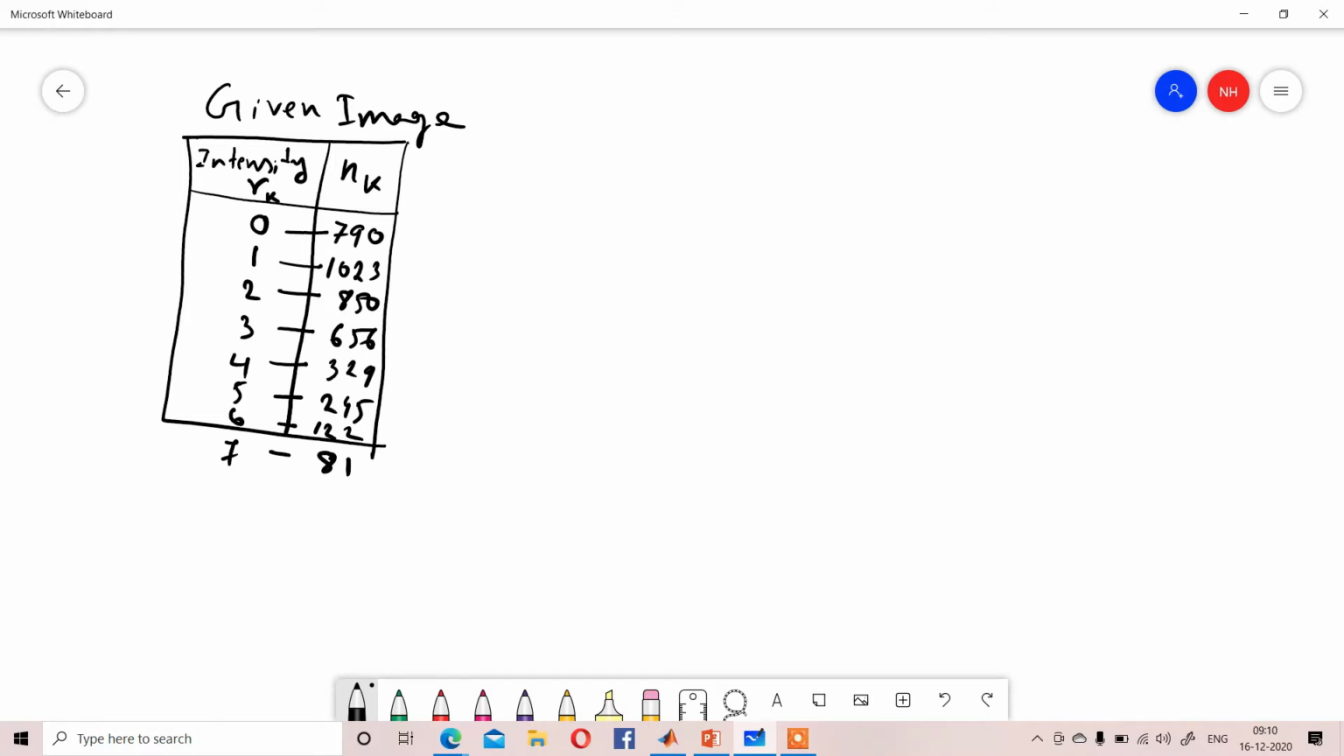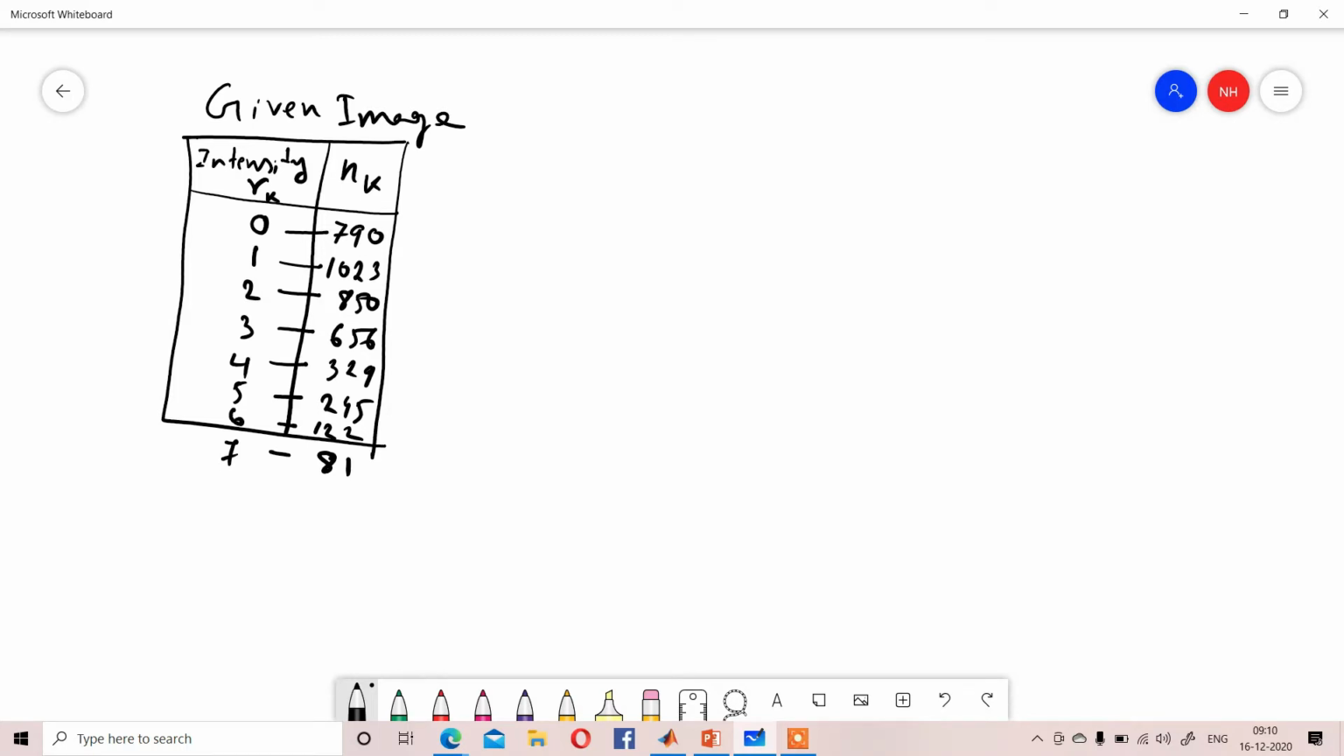Means one image is given where the number of zeros you have is 790, number of 1s you have is 1023, like that. So for that image the intensity is given 0 to 7, means you have a total of 8 colors in that image, and the frequency of that color is given respectively by nk.